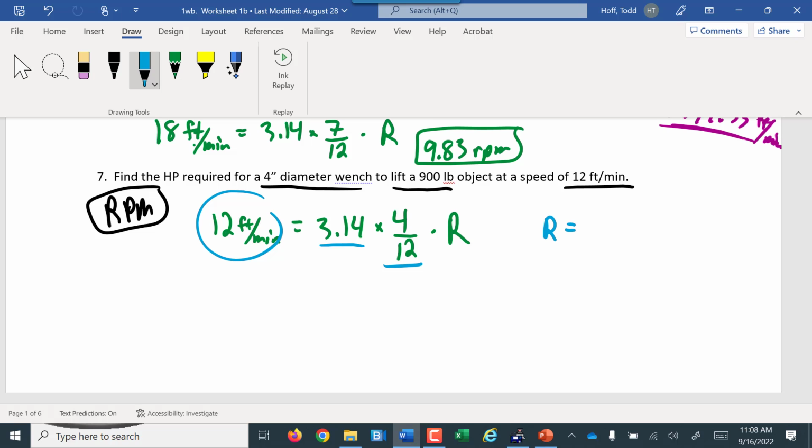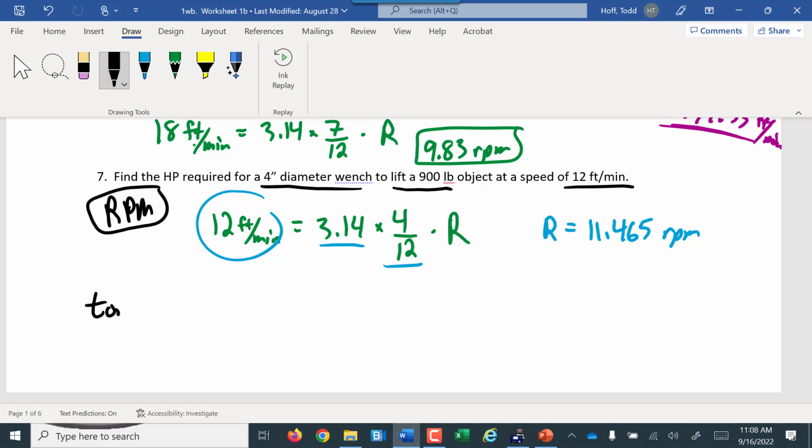We get that RPM is 11.465. I'm going to leave it to a couple extra digits because we're going to use it for more calculations. If that were a final answer, I'd probably round it to 11.5. But we're going to leave it out to a few digits so we can reuse it and not have round off errors.